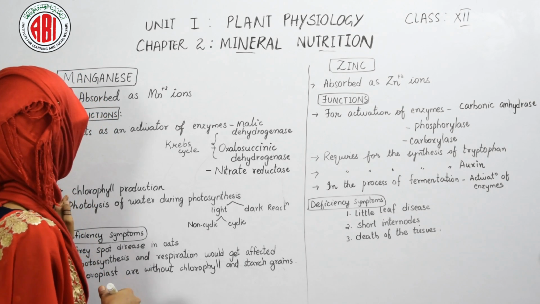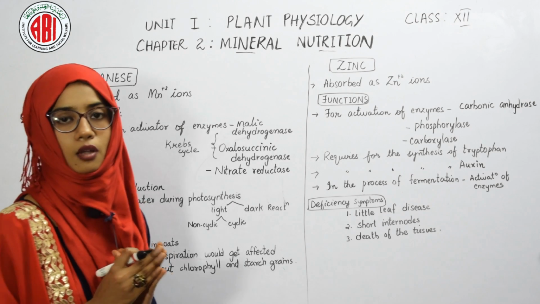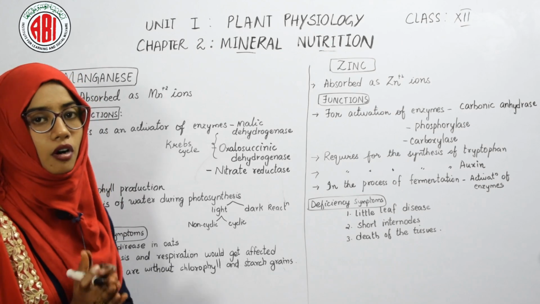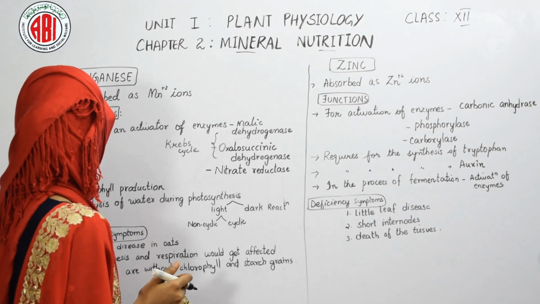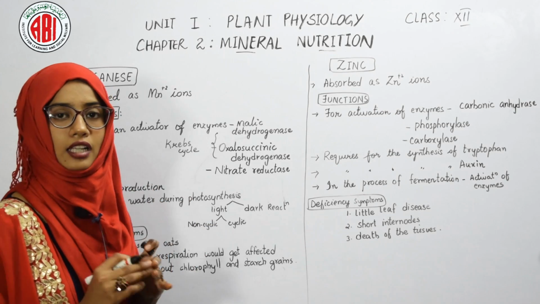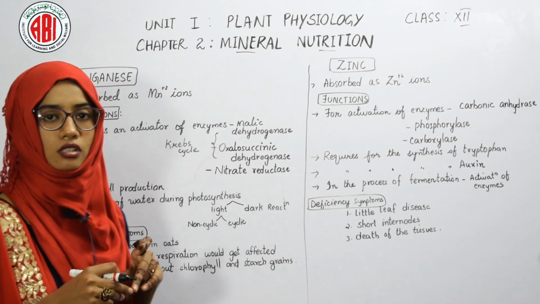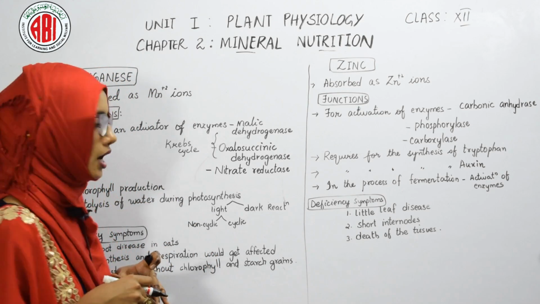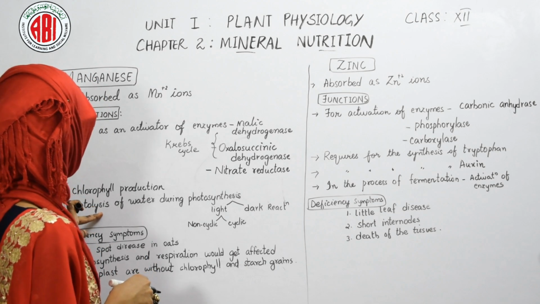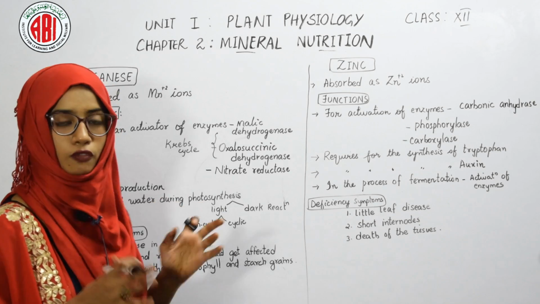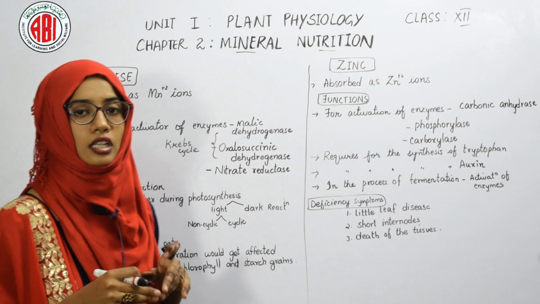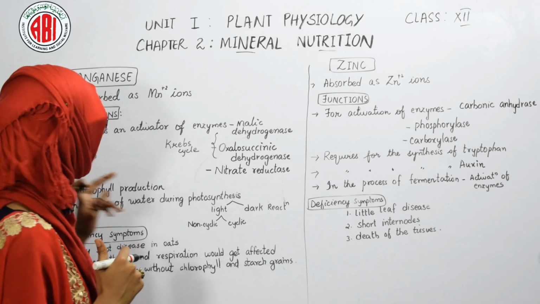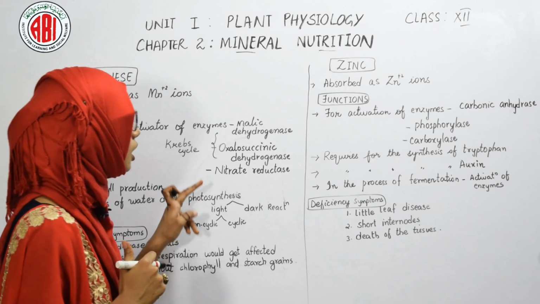The next function of manganese is that it is required in the synthesis of chlorophyll, and this chlorophyll helps in the process of photosynthesis, which is carried out in the leaves of the plant. It is also required for the photolysis of water. Photolysis of water is the splitting of the water molecule during photosynthesis.